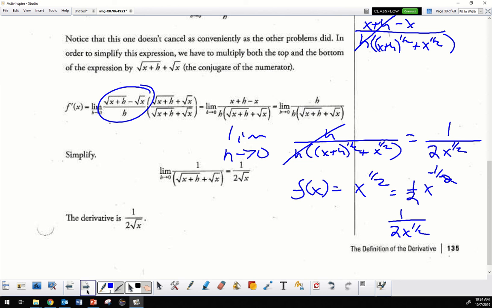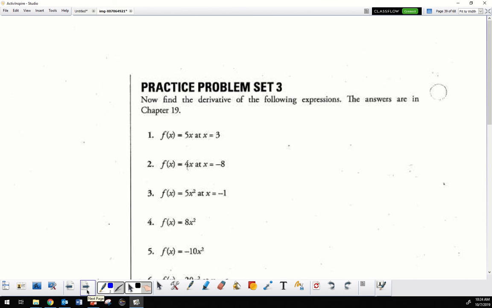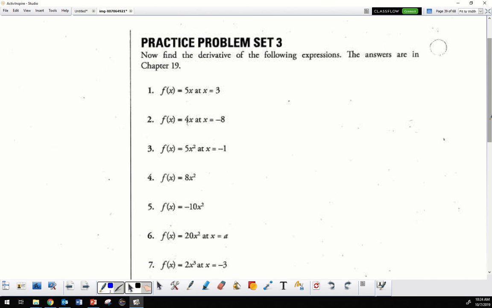All right, let's see where are we at. Okay. All right. So now here are our practice problems. So let's go ahead and take 10 minutes.